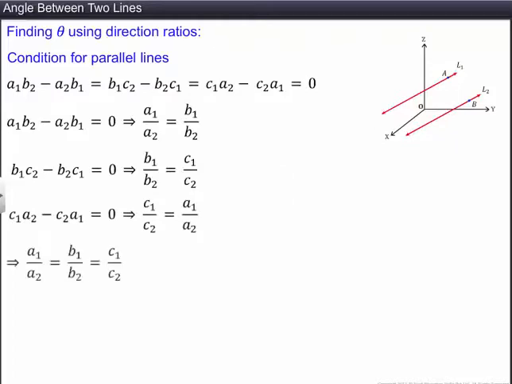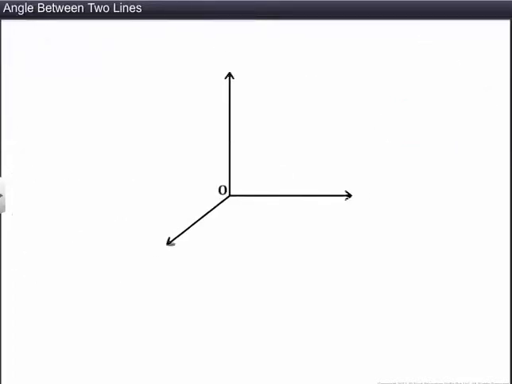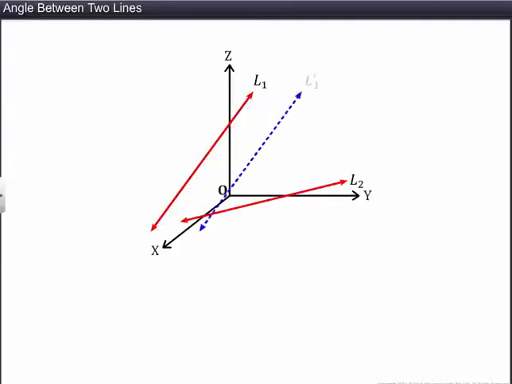The given lines, L1 and L2, may not always pass through the origin. In such a case, we find the angle between them by considering lines L1' and L2' that are parallel to L1 and L2 and pass through the origin.